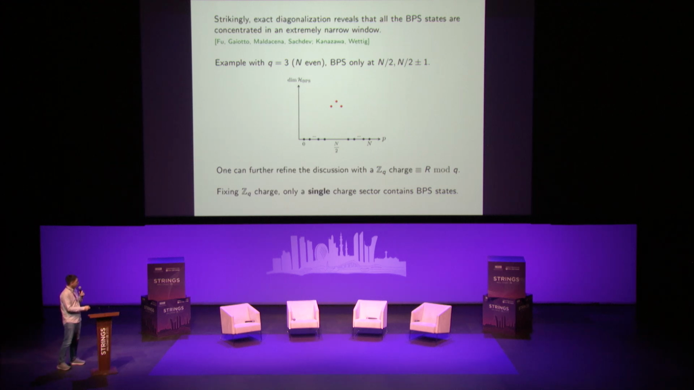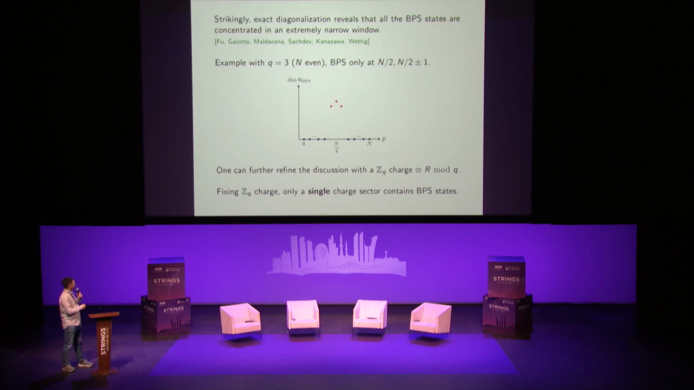Now, somewhat strikingly, exact diagonalization of the model reveals that, in fact, all the BPS states are concentrated in an extremely narrow window near the center. So here, let me just show you the result with Q equals 3, when the supercharge contains 3 fermions, and when n is even. In this case, we only find BPS states when P is equal to n over 2 or n over 2 plus minus 1. So not only do we not have BPS states near the end, we basically don't get them until we reach the center.